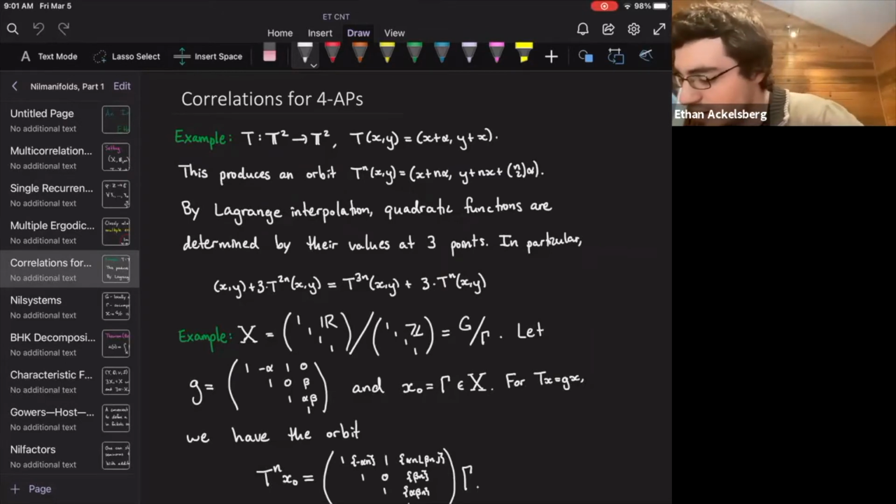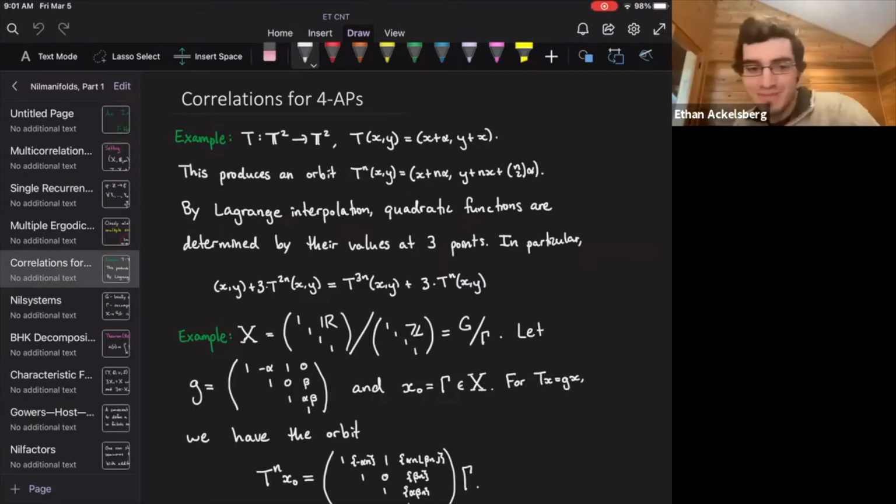So I've written down an example system here, which is the sort of basic skew product that you've probably seen 100 times. We take (x, y) to (x plus alpha, y plus x). And if we start taking orbits of points here, we're going to get some polynomial behavior. So we get x plus n alpha, y plus nx plus n choose 2 alpha. So we have some quadratic things appearing in the second coordinate.